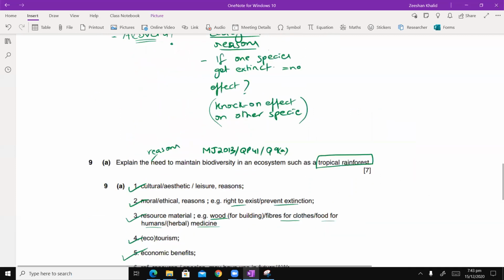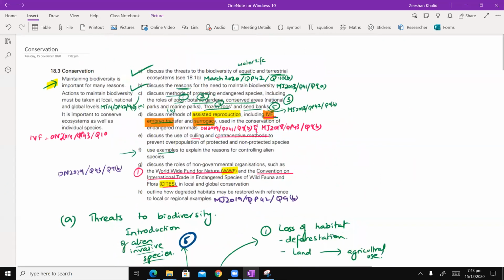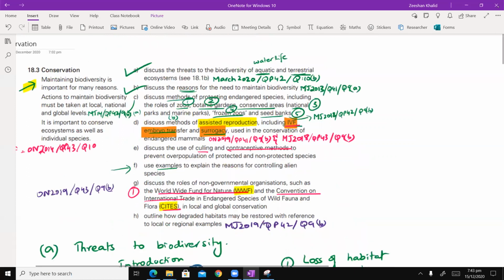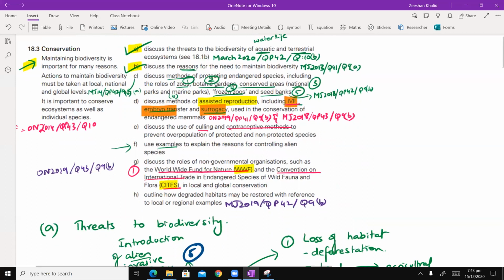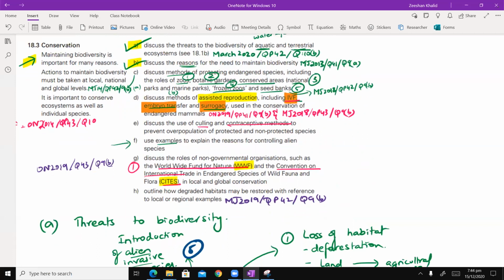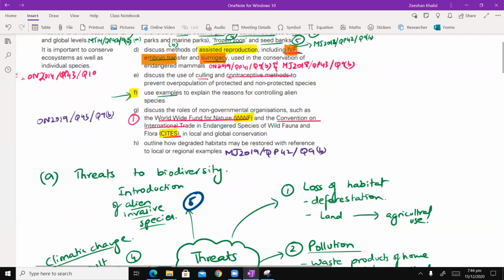ये थी इसकी examiner report. चलें जी, alhamdulillah. So that makes us get rid of the first and the second point. Now I'm going to jump on to the idea of invasive species. Since invasive species की बात हुई है यहाँ पे, so let's first talk about invasive species. So I'm going to talk about F part, which is use examples to explain the reasons for controlling invasive species.